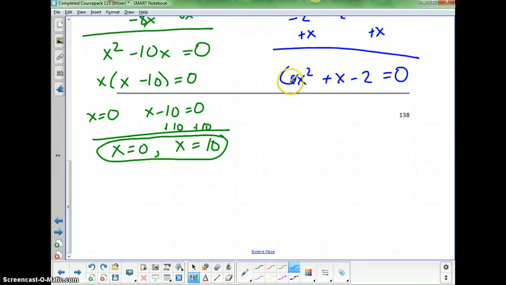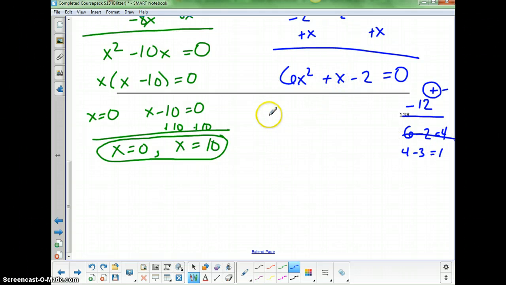So if we're going to use grouping, I'm going to start by multiplying first and last together. So it's going to be negative 12. Now I want that to add to a positive, so I'm going to have one positive, one negative, with the positive being larger. So what goes into 12? There's 2 and 6. So 6 minus 2 is 4. And there's 3 and 4. 4 minus 3 is 1. That one works. The first one didn't.